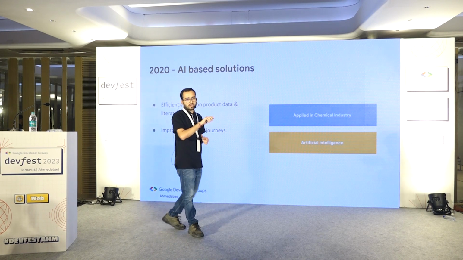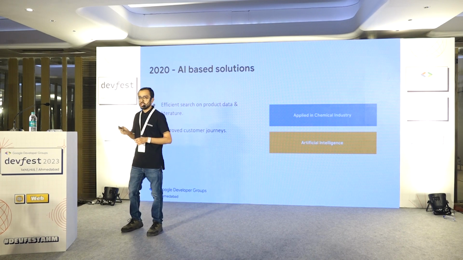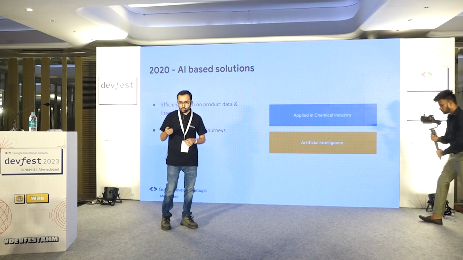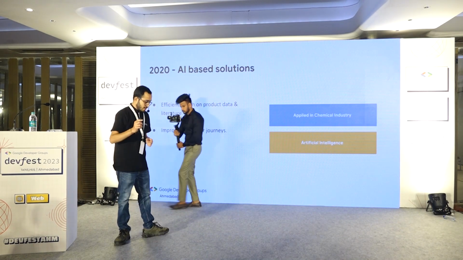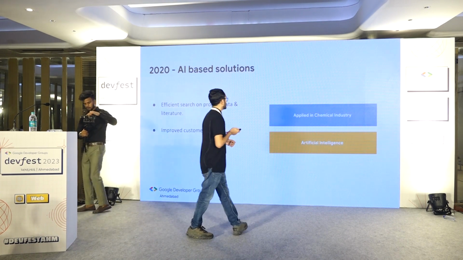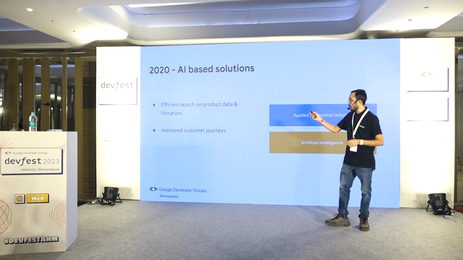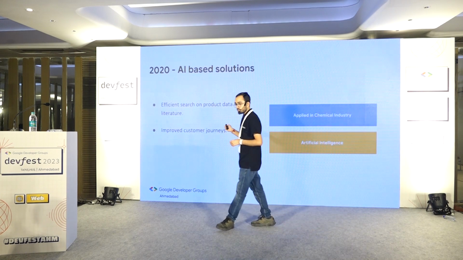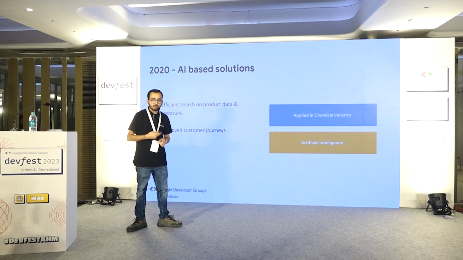Otherwise, it is like the old school static journey that the customers just go through, and over a period of time, that would completely bore them, and you lose the retention part. So giving a quick highlight, two major challenges would be having an efficient search on the product data and the literature. And the second point would be improved customer journeys. So that is what the industry wanted to achieve with the help of AI.